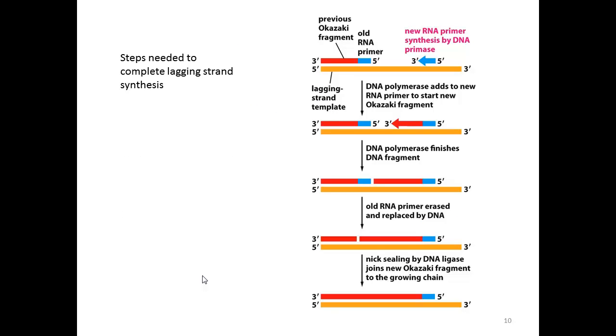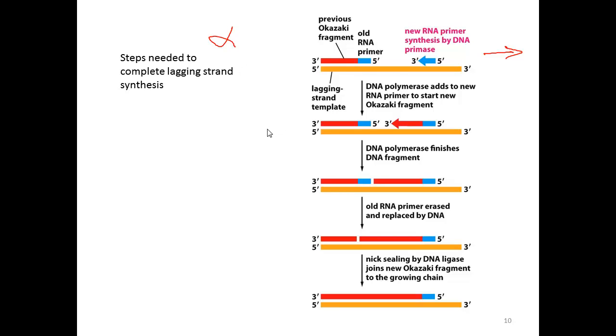So in this slide, we're going to look at some of the details of the lagging strand synthesis. We're not looking at the leading strand here, just the lagging strand. So this is just half of one replication fork. The replication fork would be moving in this direction, and the origin of replication would be over here.